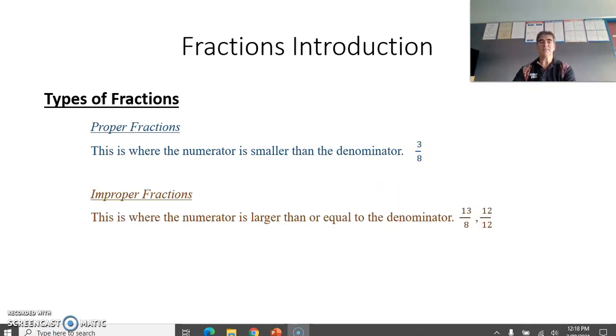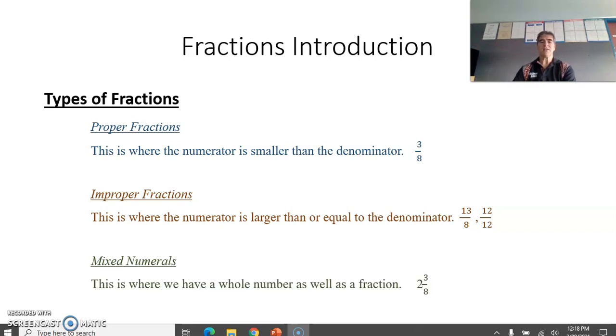An improper fraction, well, that is where the numerator is larger than or even equal to the denominator. And that's the part that some people forget, the equal to part. So 13/8 is an improper fraction, and so is 12/12. That's an improper fraction. And then we have one last one, is what we call mixed numerals, and that is where we have a whole number as well as a fraction. So we've got 2 wholes and 3/8. So we've eaten 2 whole pizzas and another 3/8 of the third one. So there are different types: our proper fractions, improper fractions, and mixed numerals.